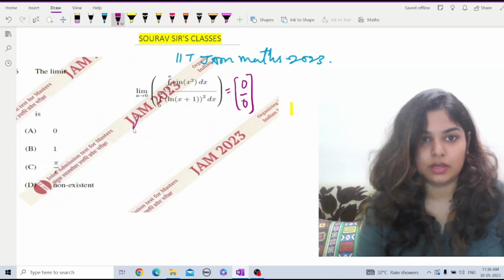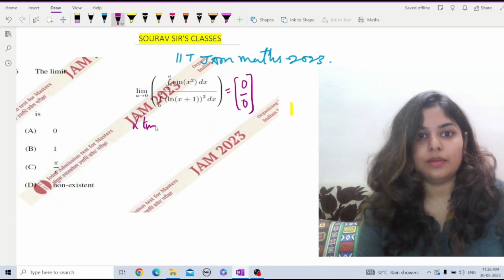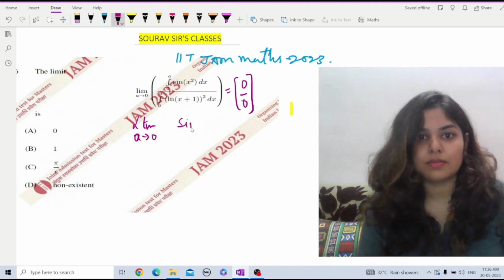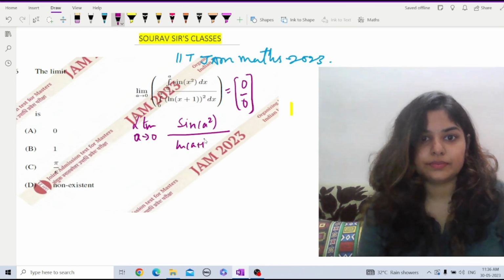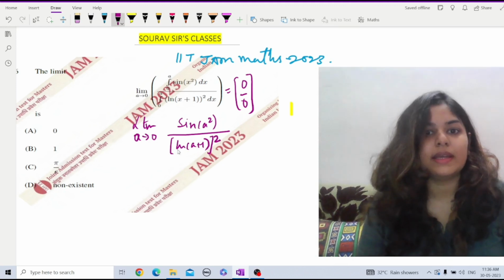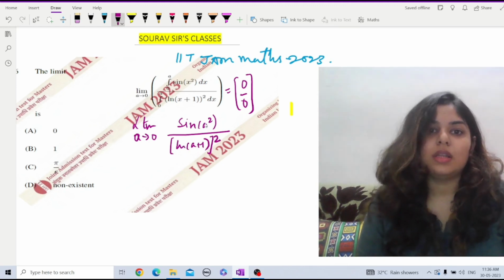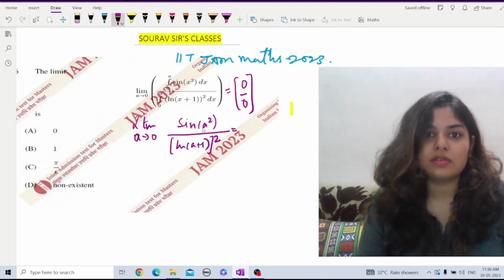We can write using derivatives. So limit a tends to 0, here this will become sine a squared, and the derivative of a is 1, divided by log of a plus 1 whole squared, and again the derivative of a is 1. Now if we put a equal to 0, then sine 0 is 0, and log of 0 plus 1 is 0. So again this is in the form 0 by 0.